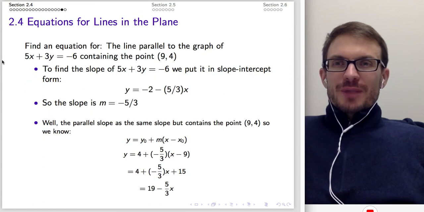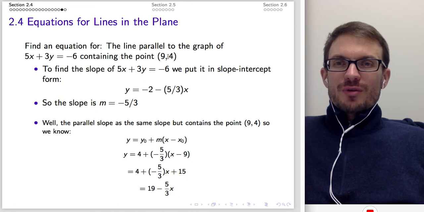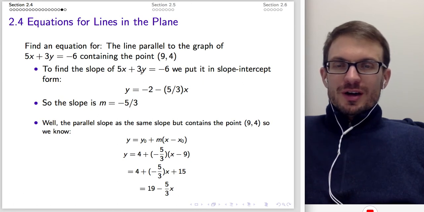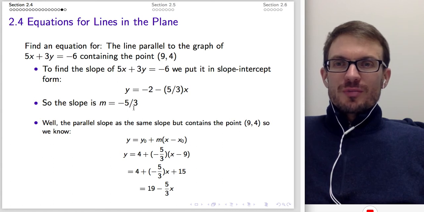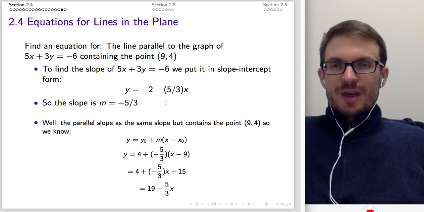Okay, now we want a line parallel to the graph of 5x plus 3y equals minus 6 containing the point 9, 4. Cool. So we put this thing into slope-intercept form. If you do this, you find the slope is m equals minus 5/3. All right, we're moving our 5x to the other side, dividing through by 3, minus 5/3.